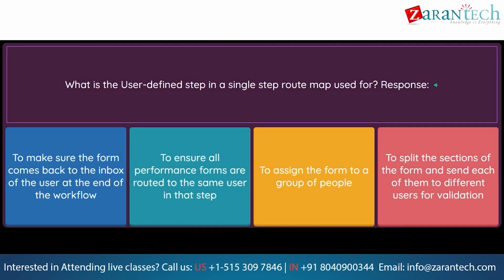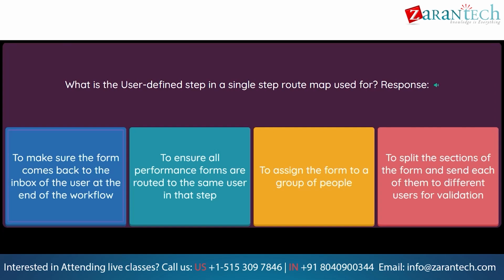Question: what is the user-defined step in a single-step route map used for? Response: Option 1, to make sure the form comes back to the inbox of the user at the end of the workflow. Option 2, to ensure all performance forms are routed to the same user in that step. Option 3, to assign the form to a group of people. Option 4, to split the sections of the form and send each of them to different users for validation.